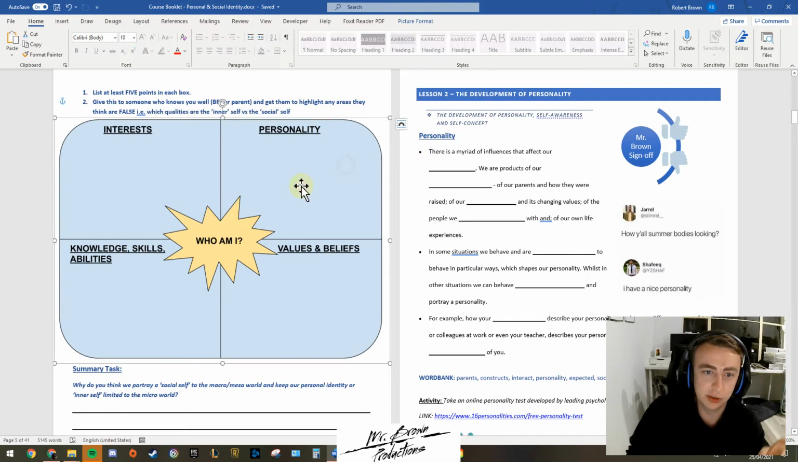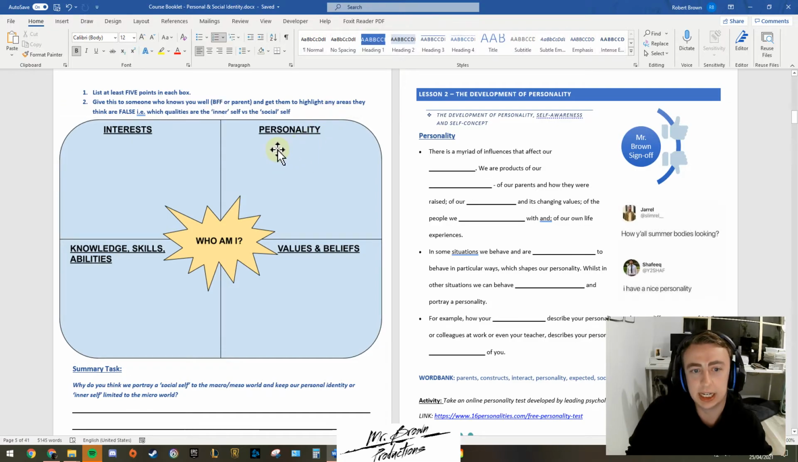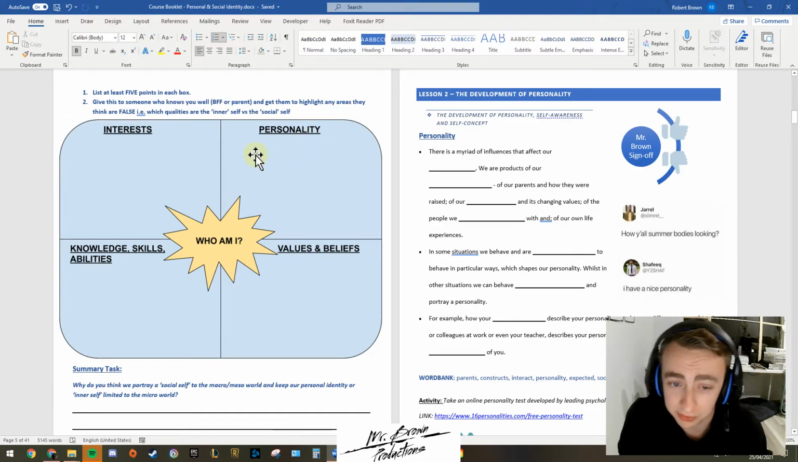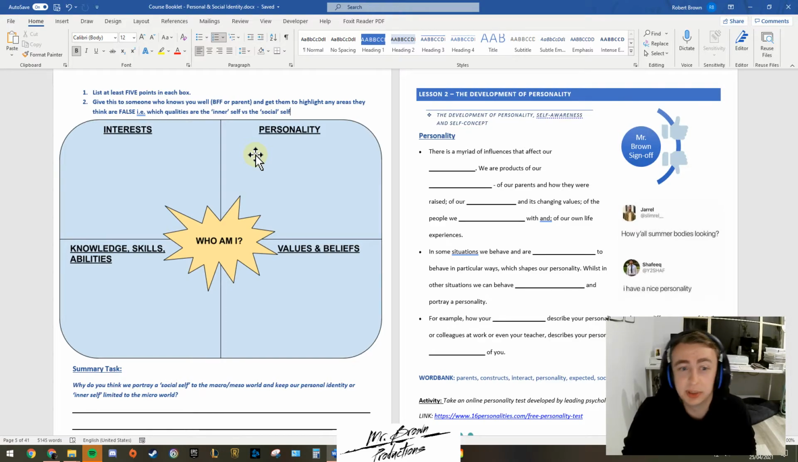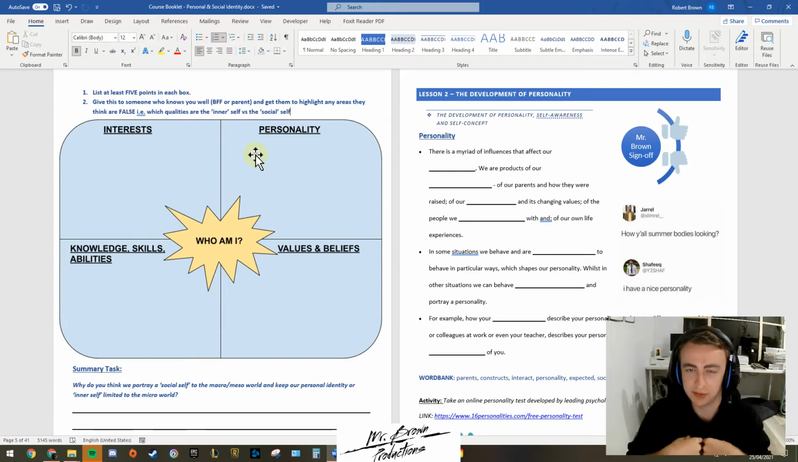So with your personality, for example, you might have written that you yourself are absolutely hilarious, but your parent or BFF might think that's complete BS, and they could highlight that. It's interesting just to see the different dynamics of how you view yourself and your identity versus how others do. So give that a go. That could be a fun little activity. Pause the video, do that now, and then come back for the last segment.